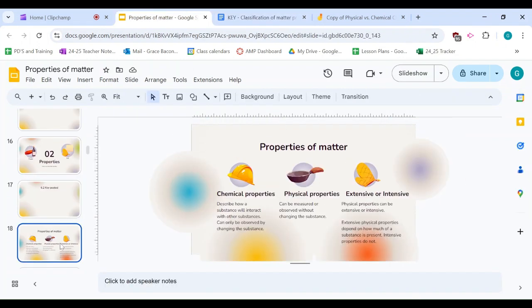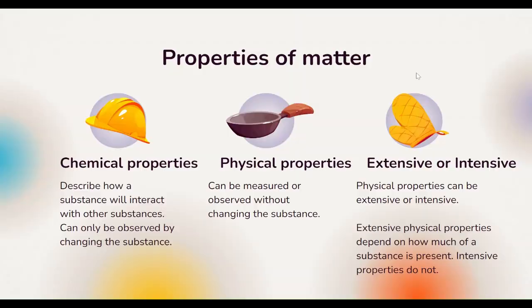Okay, so when it comes to properties of matter, we talked last time about what matter is and how we can classify it, and now we're talking about how we can describe matter. So any properties that we're thinking of are either going to be chemical properties or physical properties. A chemical property describes how a substance will interact with other substances. And the only way that we can observe a chemical property is by actually changing what the substance is. So if it's an element or compound, we're changing it into a different element or compound. If it's a mixture, we're changing the components of that mixture.